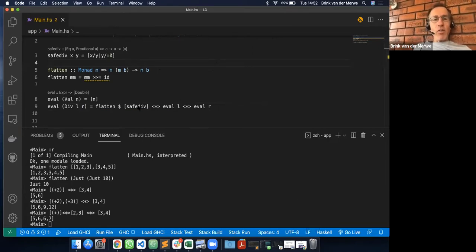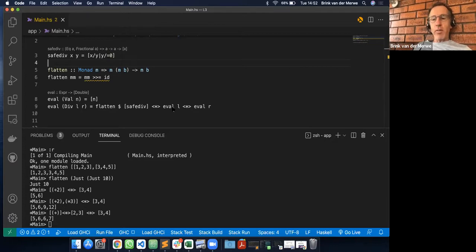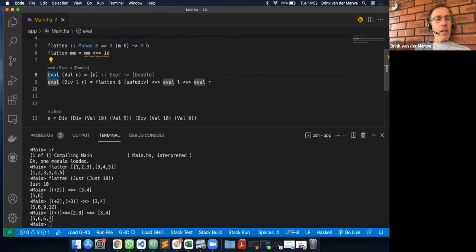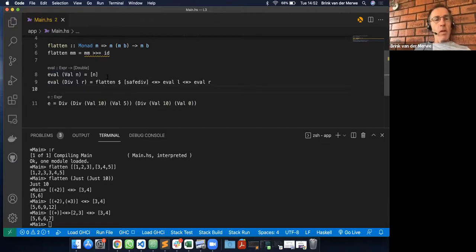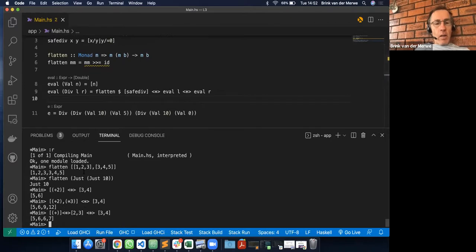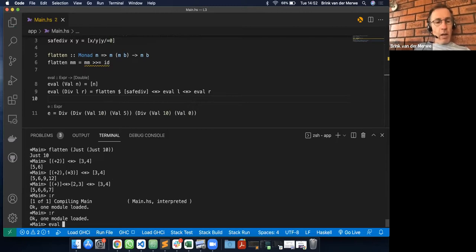So the whole problem with safe div is it takes values and the answer sits inside a list. So if I use this applicative style, I'm going to get a list with a list inside it. And that's why I use flatten. Okay, let me just save it and let's see if this is all working. And now let's eval E.